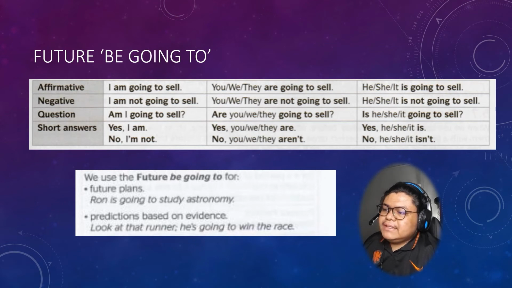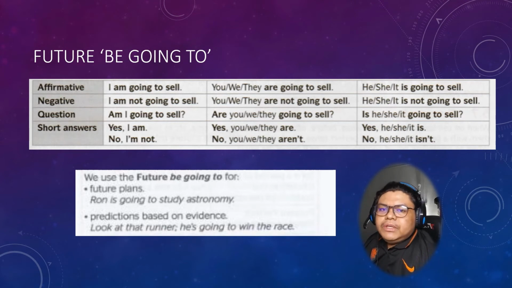And for the short answers, it's almost the same. Okay, it's not the same. For this one, you only use the verb to be only. Okay, yes, I am. Yes, you are. Okay, yes, he is. Okay, if no, no, I'm not. Okay, no, you are not, or you aren't. Okay, contraction, or no, he isn't, or he is not.